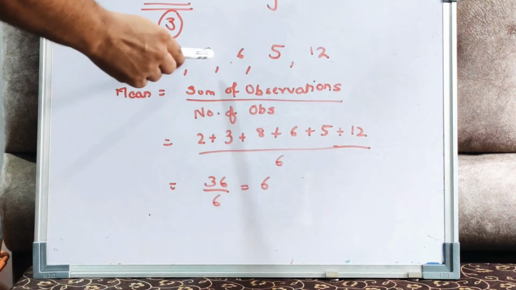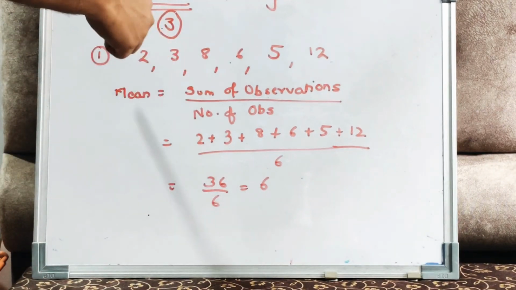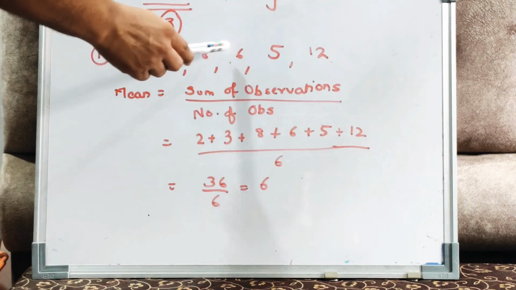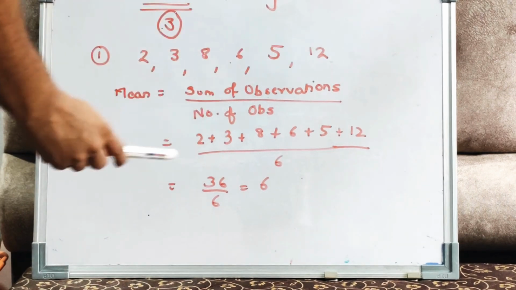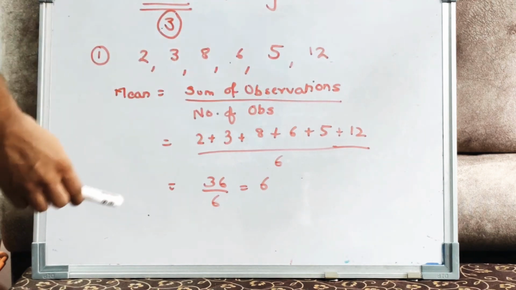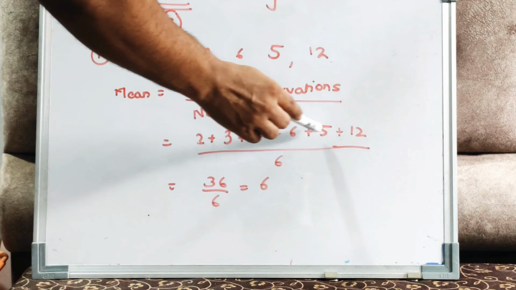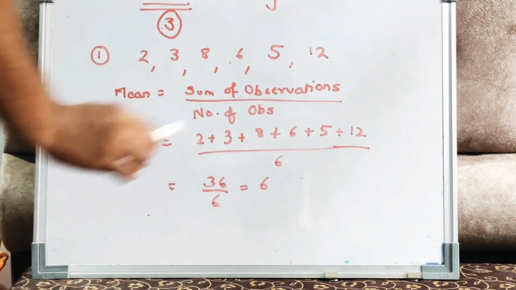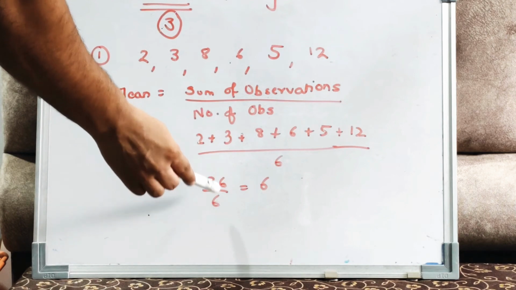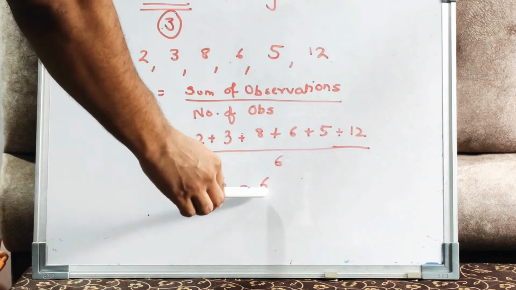2 plus 3 plus 8 plus 6 plus 5 plus 12 upon how many numbers we added. So we count 1, 2, 3, 4, 5, 6. So always the numerator will be the addition of all these numbers upon how many numbers we added. We write 6 in the denominator, and when we add we get 36 upon 6 is equal to 6. So we get the answer as 6.